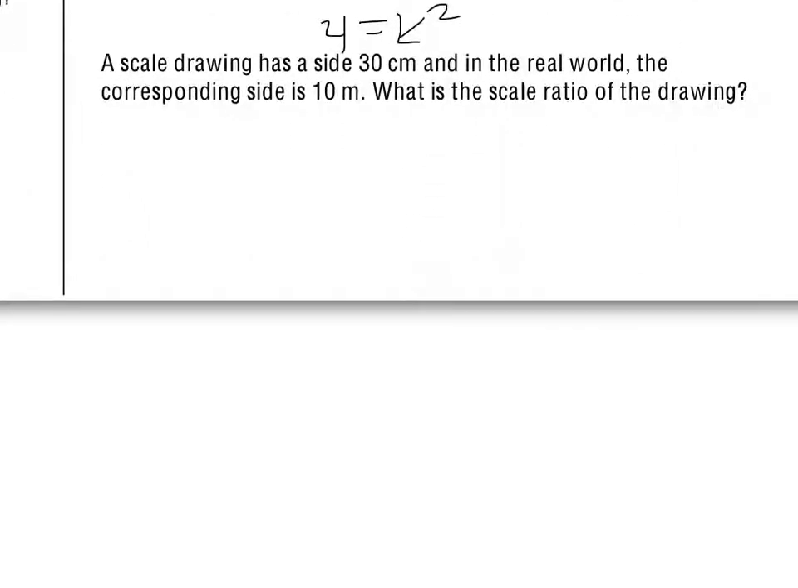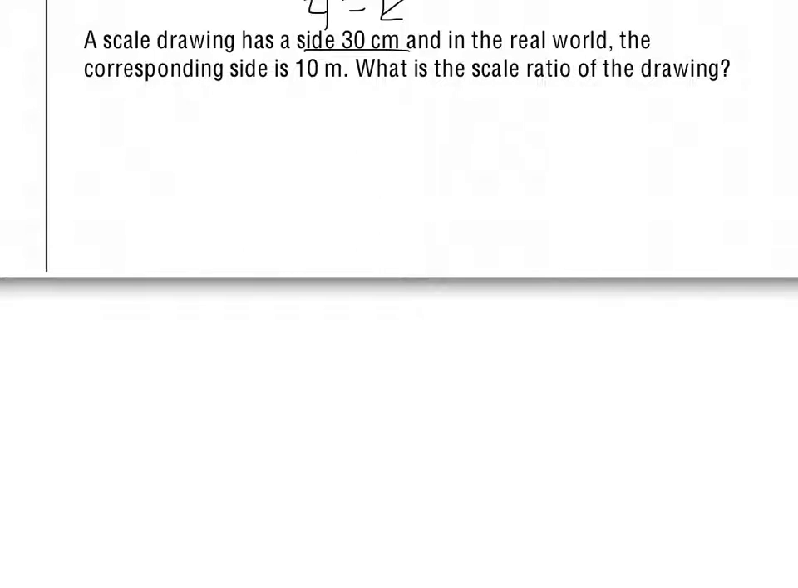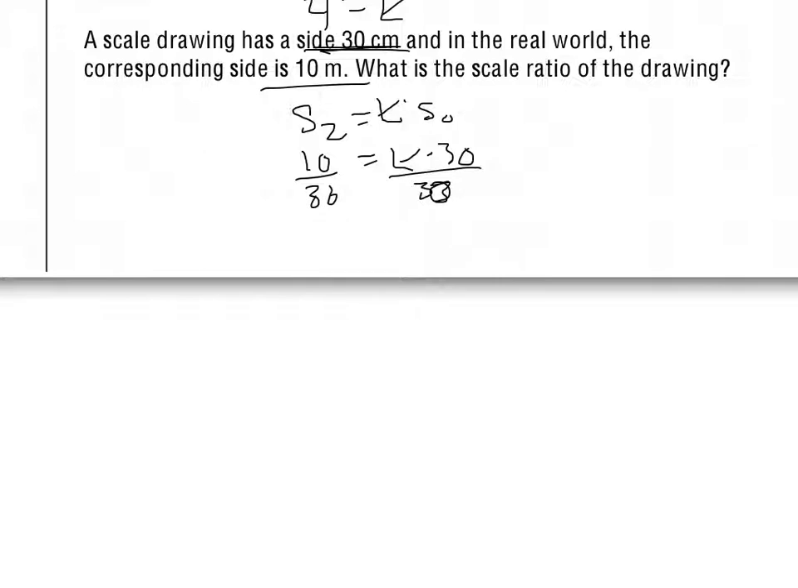Scale ratio is 2. A scale drawing has a side again, so I'm looking at sides here. I don't know my ratio. That's what we're trying to figure out. Except it's not going to be k squared. This is just the side equation times the original side. So our drawing is 30, k times 30. And the corresponding side in the real world is 10 meters. Divided by 30, divided by 30. We're going to get k is equal to 10 over 30, which simplifies to 1 over 3. Alright, that should be it. Let's go ahead and move on to our independent work.